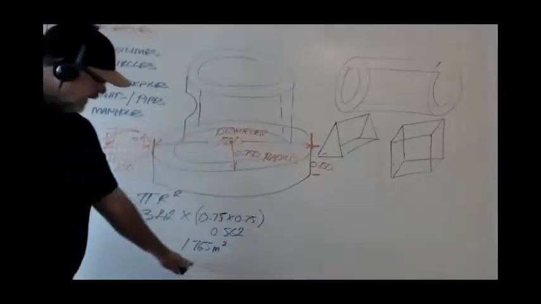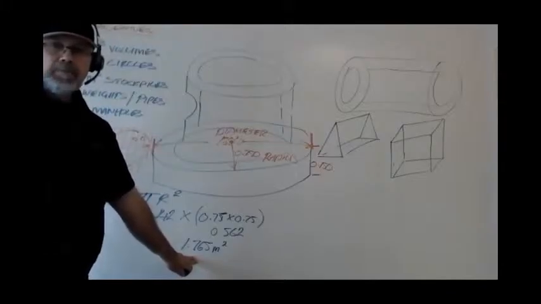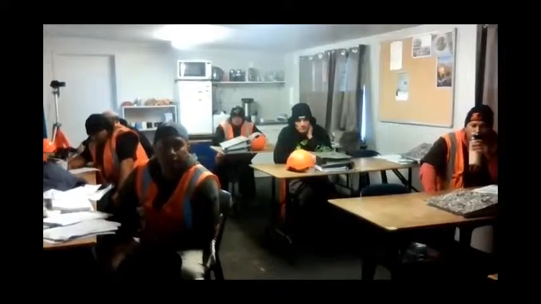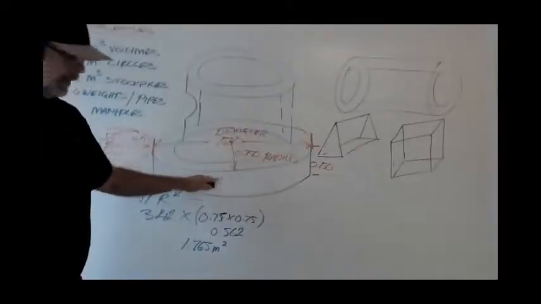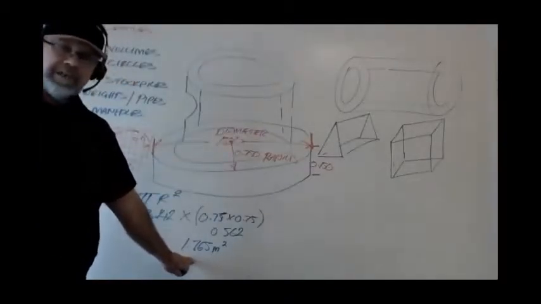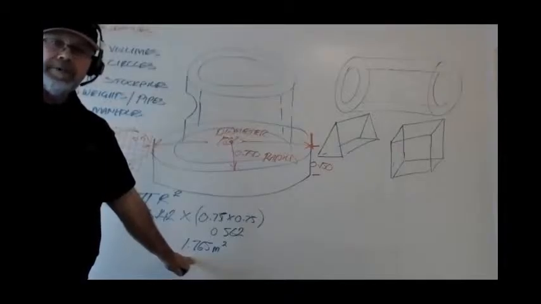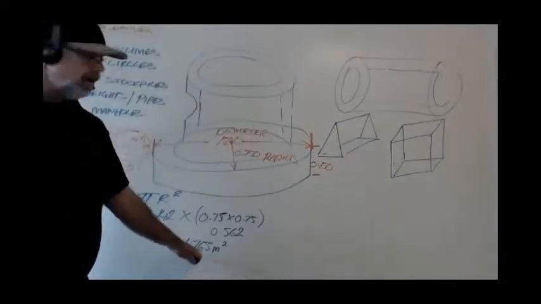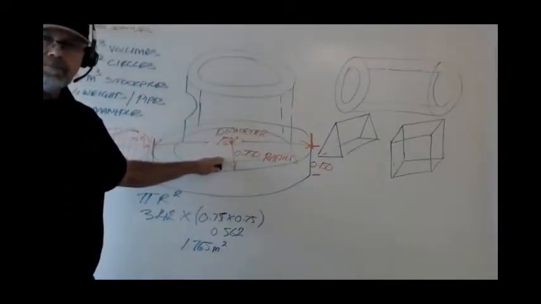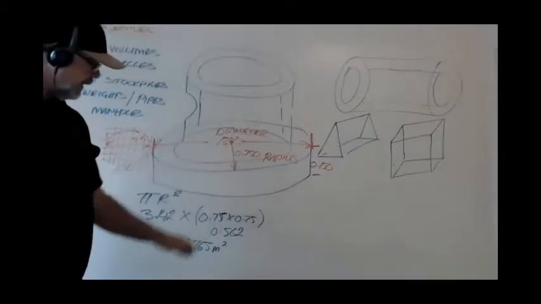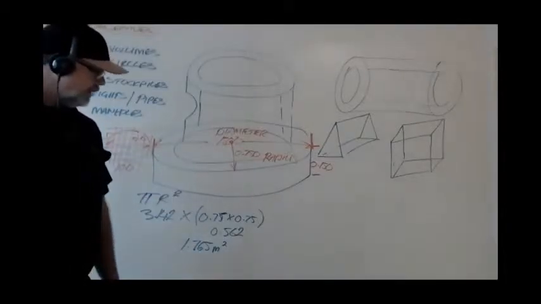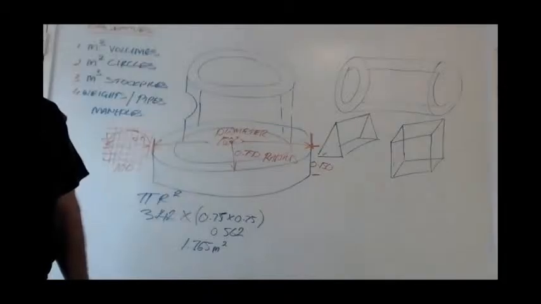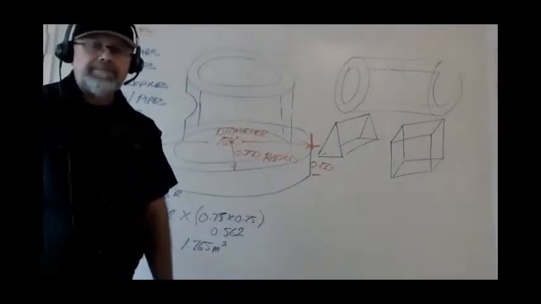Now, what we've calculated here is the surface area of the base of that manhole out there. It equals 1.765 square meters, just the surface area. So now you know the surface area of the base of that concrete manhole. So that's square meters. Now we want to work out the cubic volume.